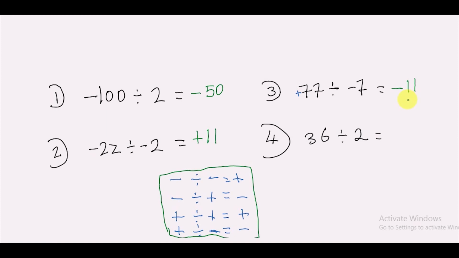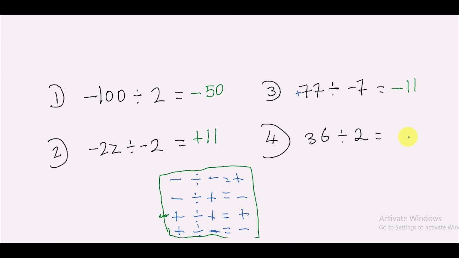Remember, first thing first, divide the signs. That is the first thing you have to do. That is plus divided by plus. I know it's going to give us positive. Look down here: plus divided by plus is positive. So I will not add it, because I know that it's still going to give me a positive number.